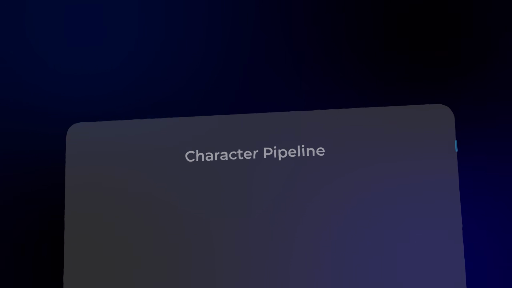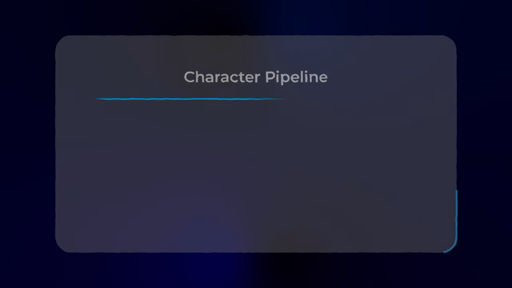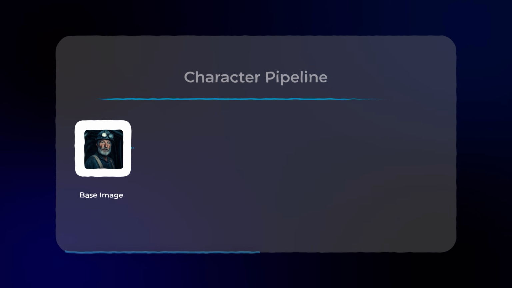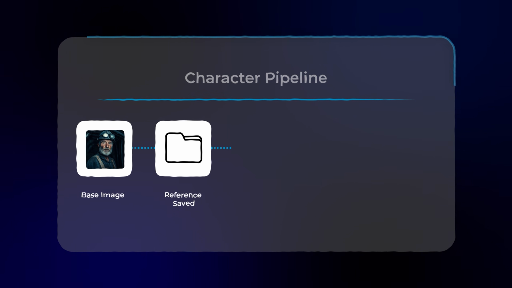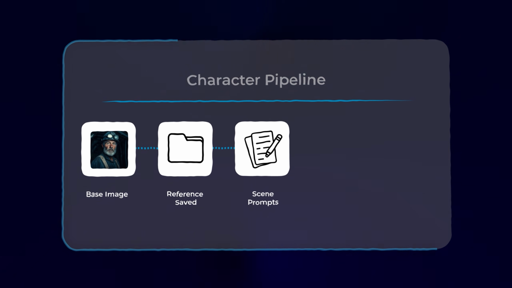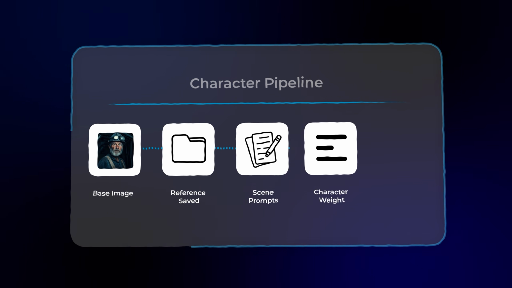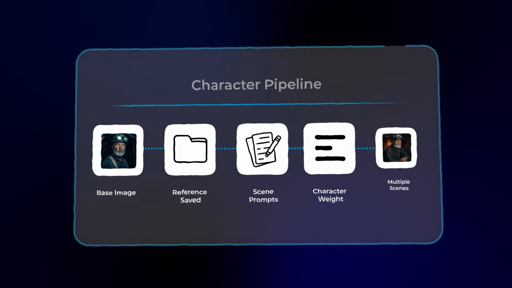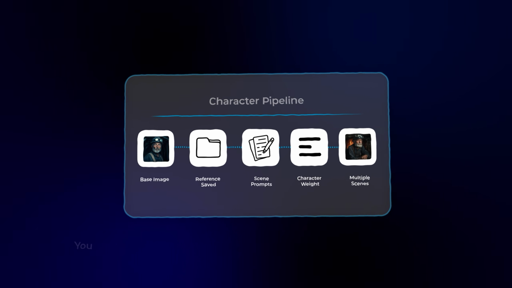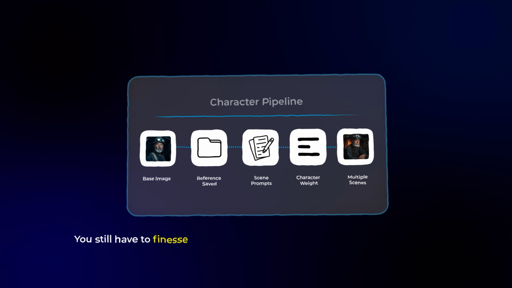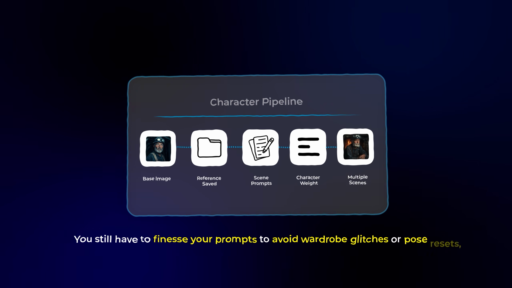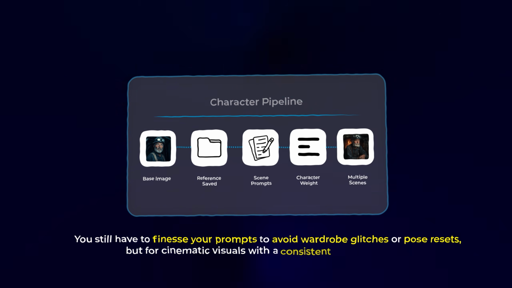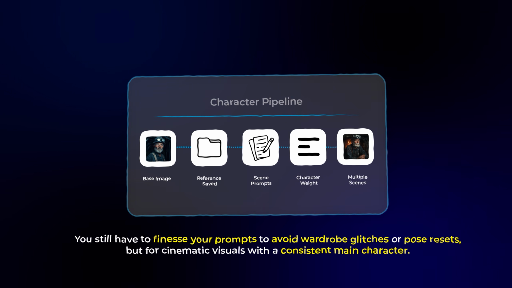So overall, if I had to sum it up, Midjourney now has a really usable character pipeline. It's best when you start with a strong base image, save it as a reference, and build out scenes by mixing that reference with new prompt descriptions. Between character weight adjustments and the remix toggle, you can create surprisingly consistent multi-scene visuals. It's not perfect, and you still have to finesse your prompts to avoid wardrobe glitches or pose resets, but for cinematic visuals with a consistent main character, this gets you way further than before. Now let's move on to the next tool.